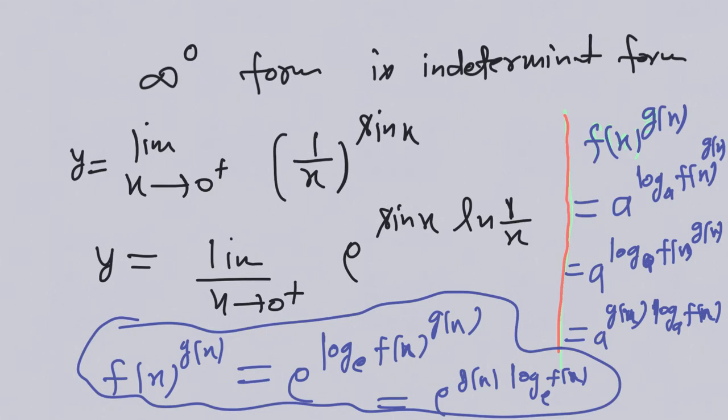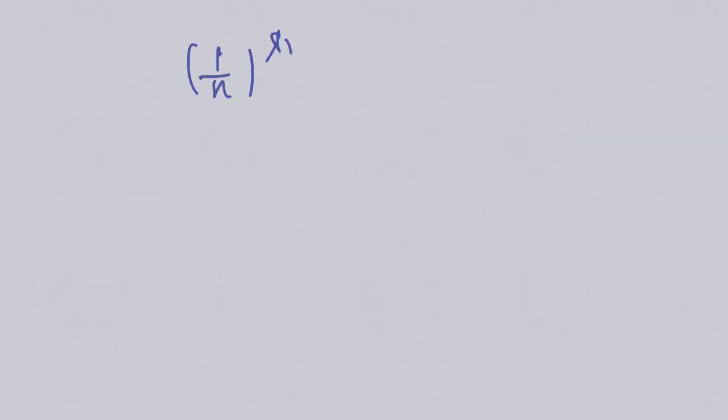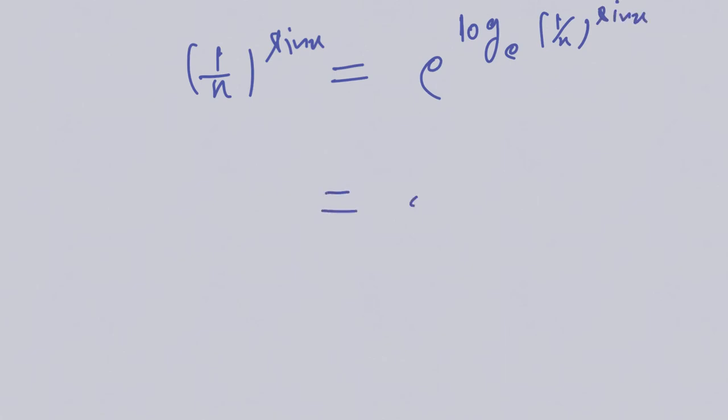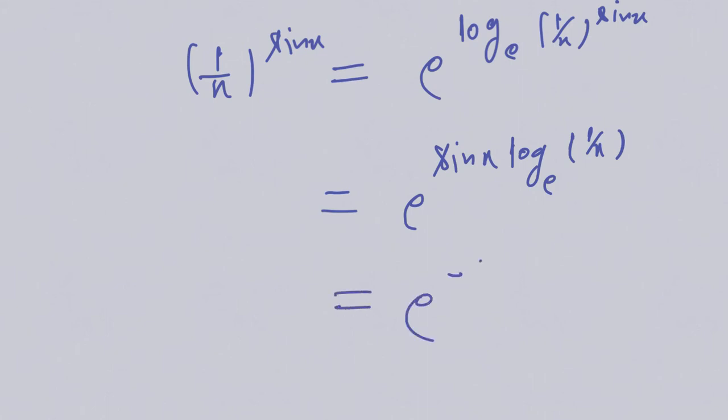So the question is the limit as x approaches 0 plus of (1/x) to the power sin x. Directly, this is equal to e to the power log of (1/x) to the whole power sin x, which is e to the power sin x log (1/x). Now log of 1/x can be written as log x to the power minus 1, so this is e to the power minus log x, and sin x will be converted into cosec x.